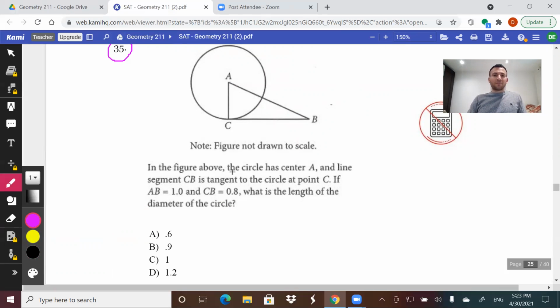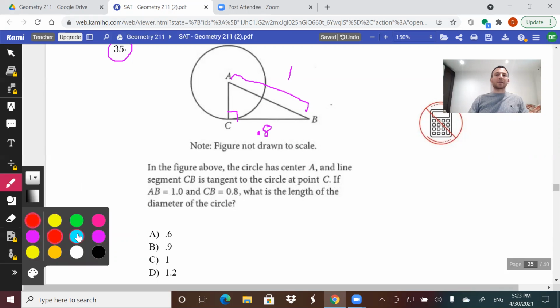So it says, in the figure above, the circle has center A, and the line segment CB is tangent to the circle. So we know this to be 90 degrees because this is a radius, and then this line is tangent. If AB is 1, so A to B is 1, this whole thing, and CB is 0.8, what is the length of the diameter of the circle?